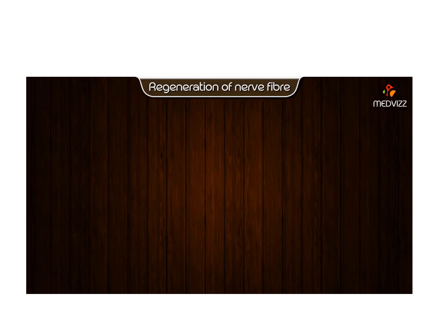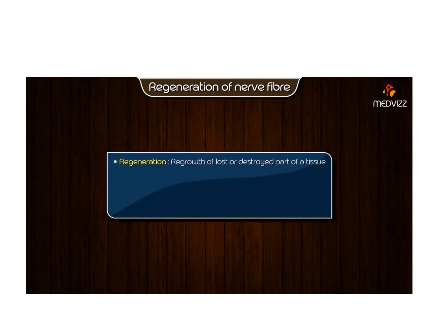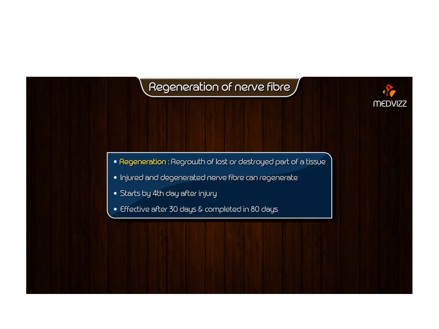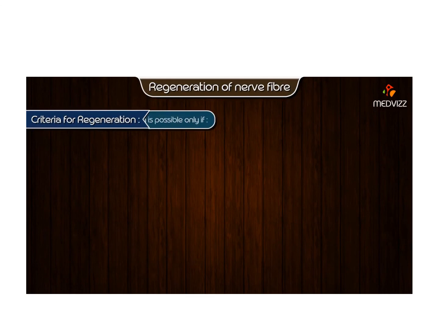Regeneration of nerve fiber. In this topic, we are going to be dealing with the criteria for regeneration and the stages of regeneration. The term regeneration refers to regrowth of lost or destroyed part of a tissue. The injured and degenerated nerve fiber can regenerate. It starts as early as 4th day after injury, but becomes more effective only after 30 days and is completed in about 80 days.